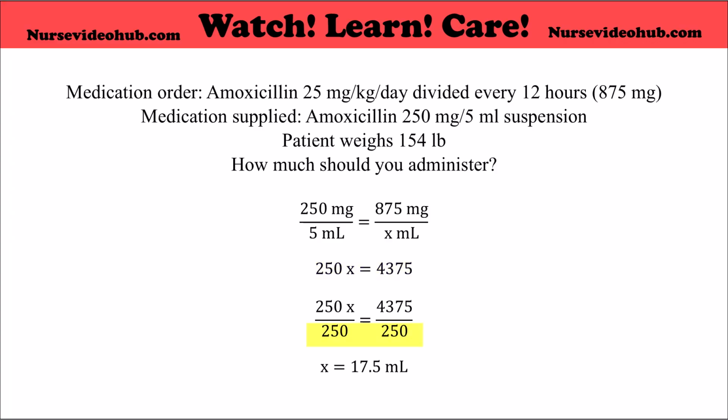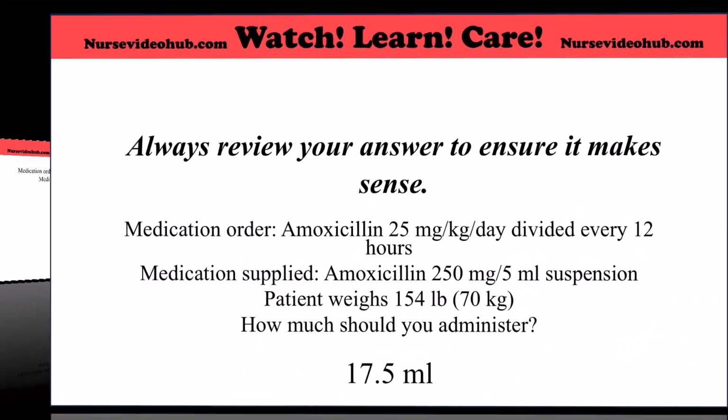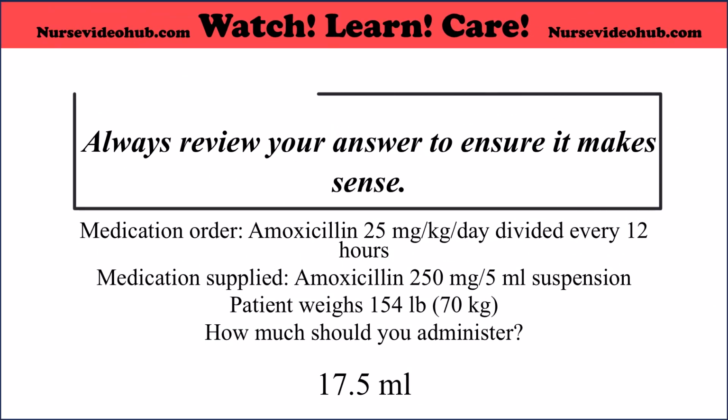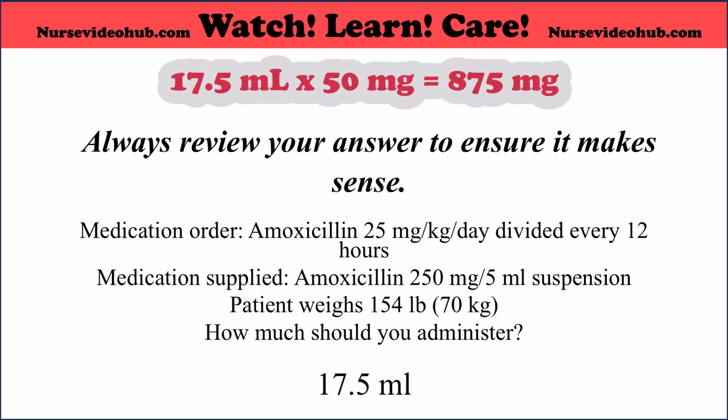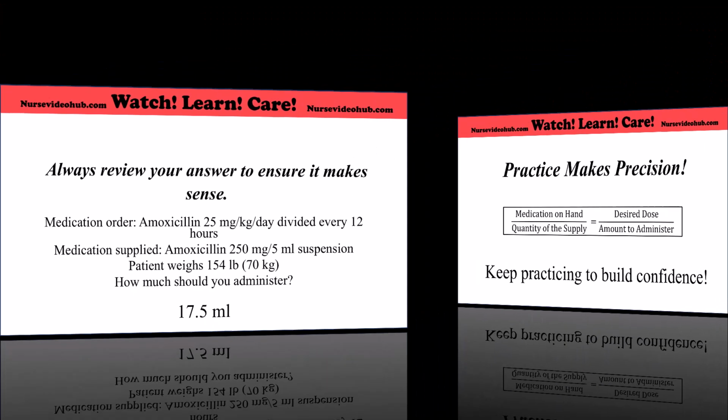Divide both sides by 250 to solve for X. X equals 17.5. You would administer 17.5 milliliters of the oral suspension. Always review your answer to make sure it makes sense. The reverse method is to multiply the amount to be administered, 17.5 milliliters, by the concentration available, 50 milligrams based on 250 milligrams divided by 5 milliliters, which equals a prescribed dose of 875 milligrams.